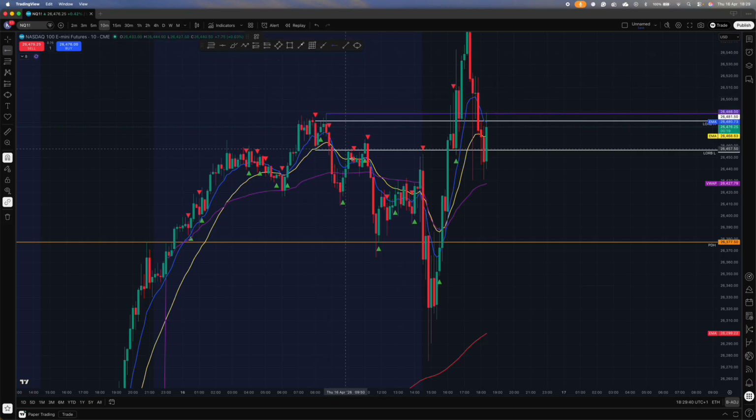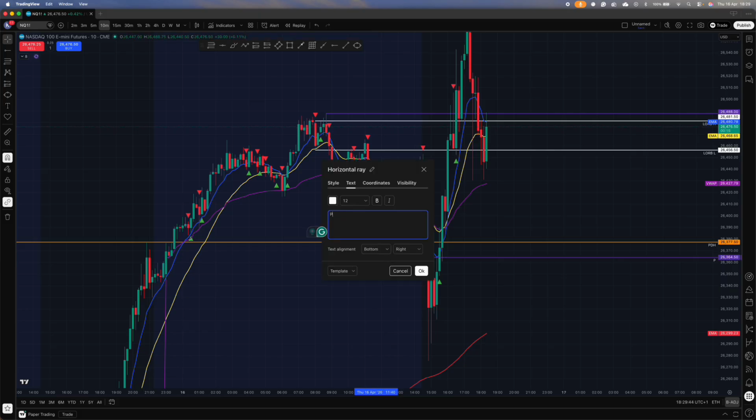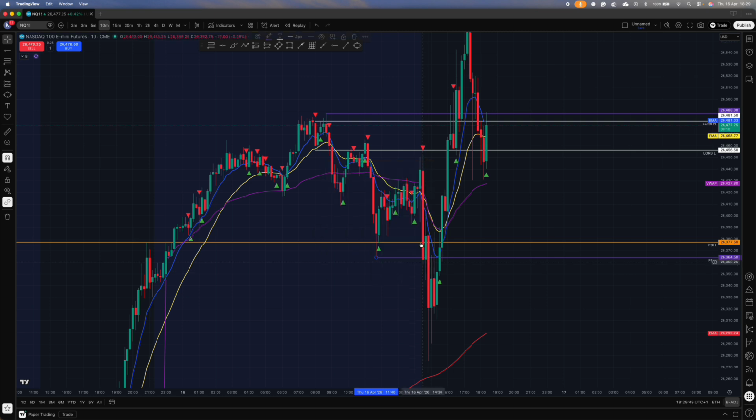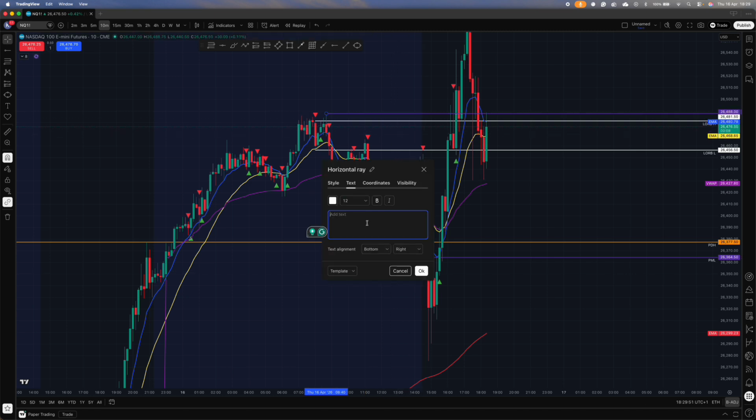So I know this is the pre-market high, and then I know this is the pre-market low, which is PML. This is my pre-market low level, and then up here is my pre-market high level.